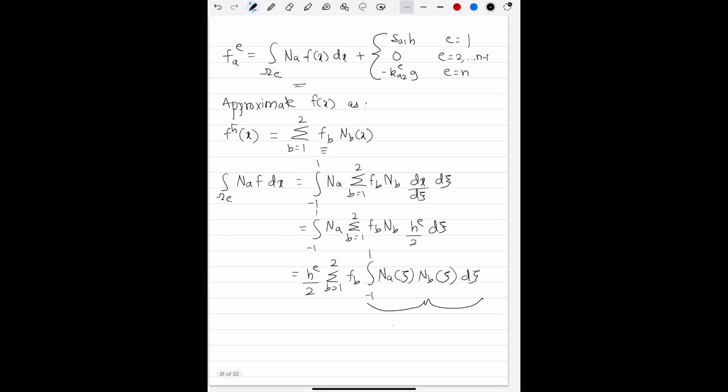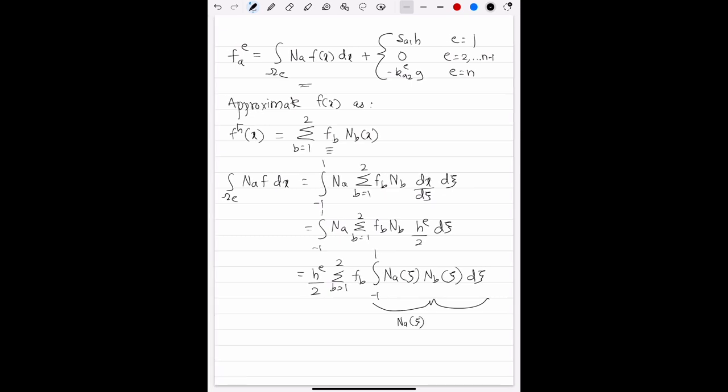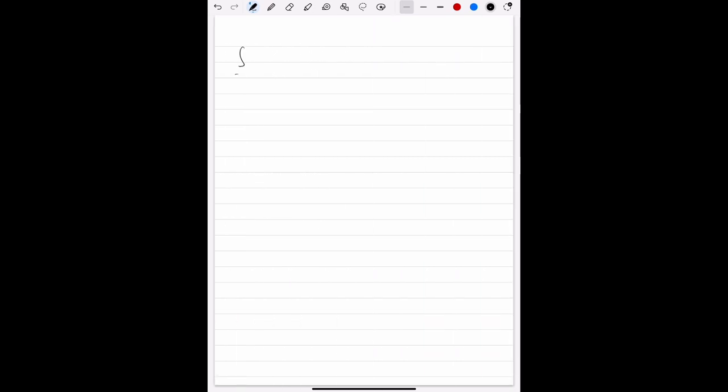Now here, remember that Na of psi is given by 1 minus psi by 2 for a equal to 1 and 1 plus psi by 2 for a equal to 2. Now if you substitute the value of Na of psi over here and evaluate this integral for different values of a and b, then it is possible to show that this integral from minus 1 to 1 of Na Nb d psi can be written as 1 plus delta AB by 3. So I leave it as an exercise for you, the viewers, to show this.